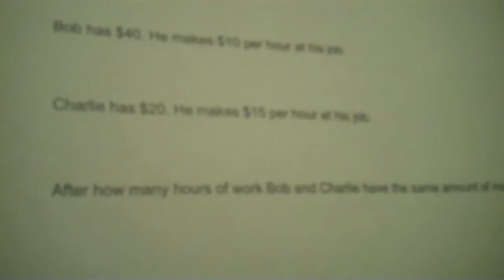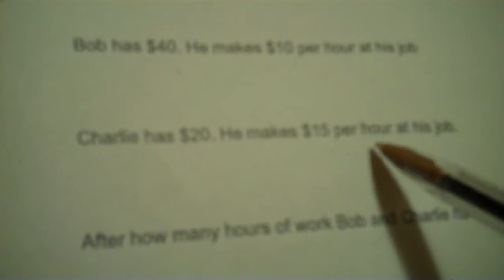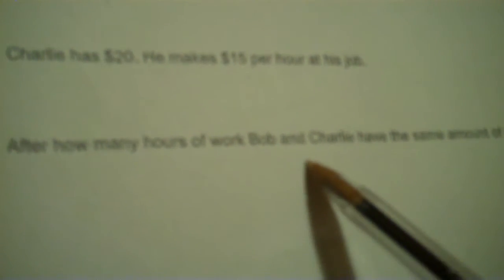Okay, now the tables are going to get you where you want to go today, or in this video here. But eventually we'll need a different method, but we're going to explain what's going on here. Bob has $40, he makes $10 per hour at his job. Charlie has $20, he makes $15 per hour at his job. After how many hours of work will Bob and Charlie have the same amount of money?